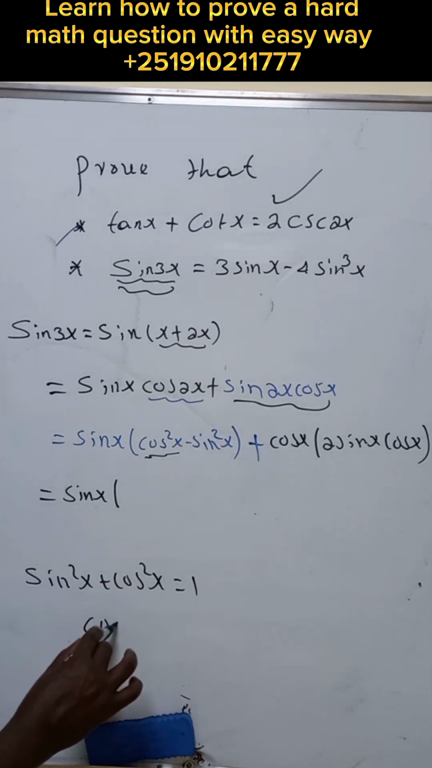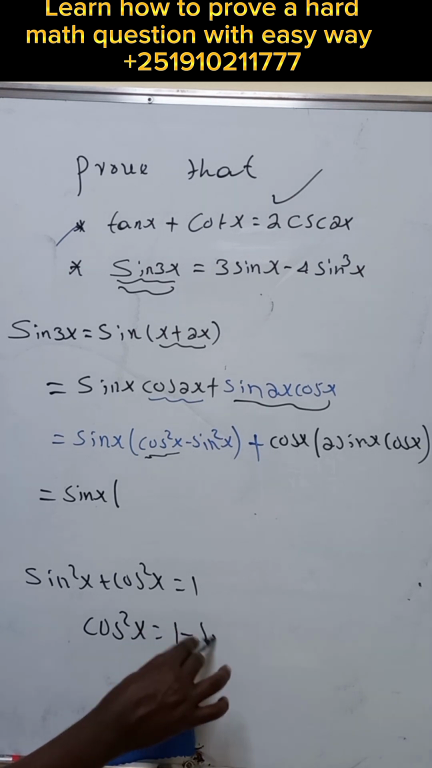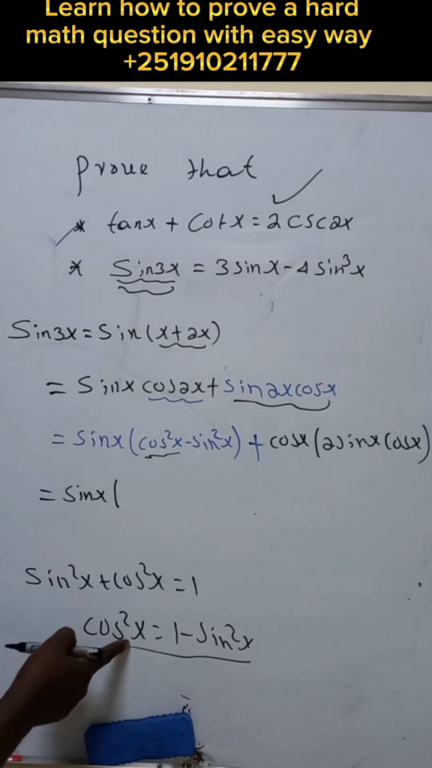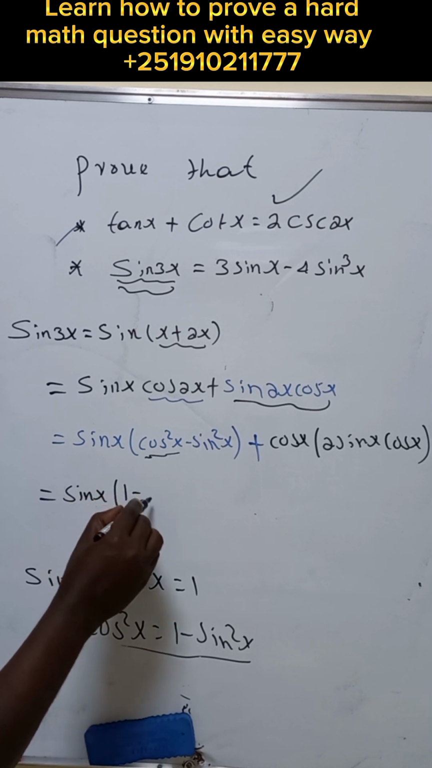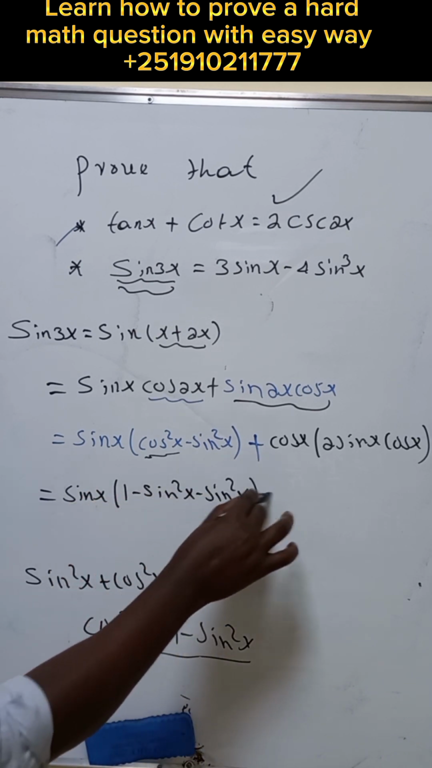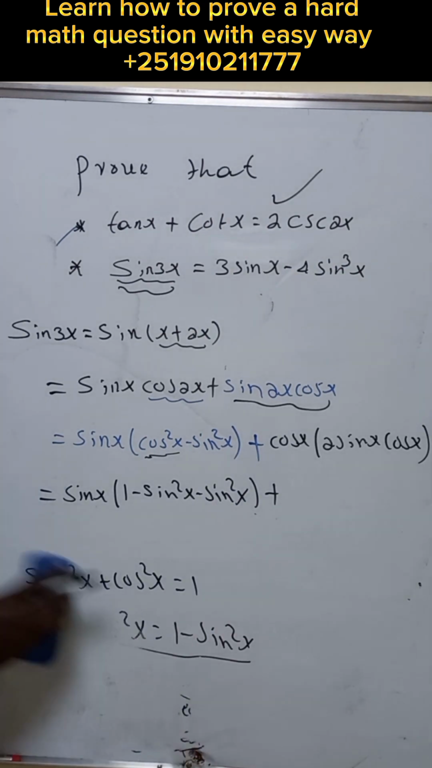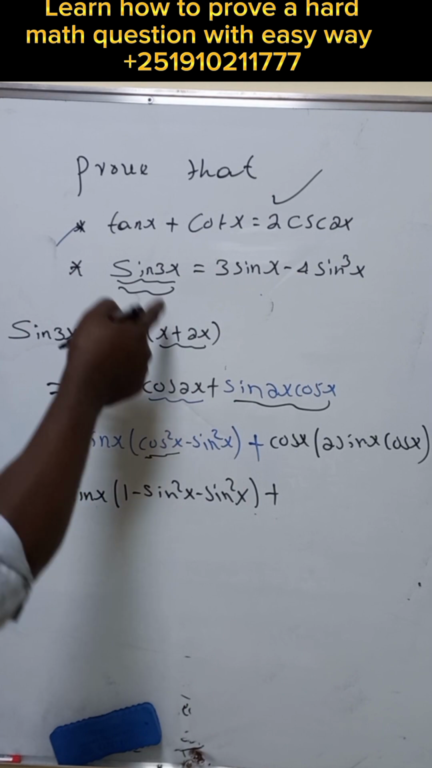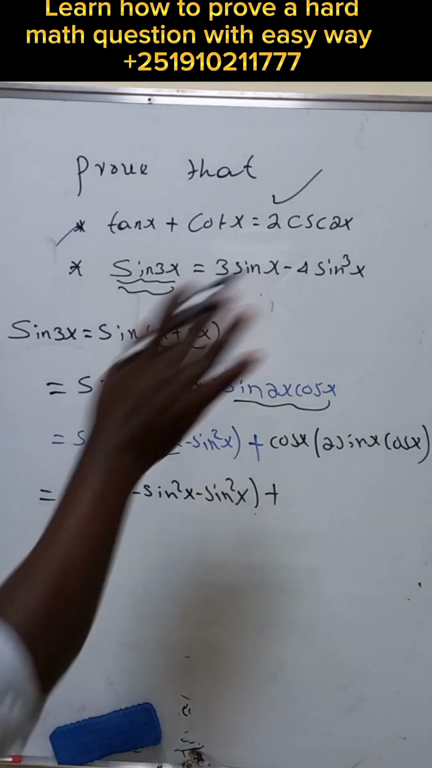And from here, cos square of x is given by 1 minus sine square of x, is that? You know how to do this, and I have already shown before. Again, you can look at the first question, how this will be the same. So in place of cos square of x, we can plug this one. So 1 minus sine square of x minus sine square of x plus, that means we need to change all in terms of sine, is that? Because you're asked to prove sine of this is equal to this one, all written in sine form, is that?